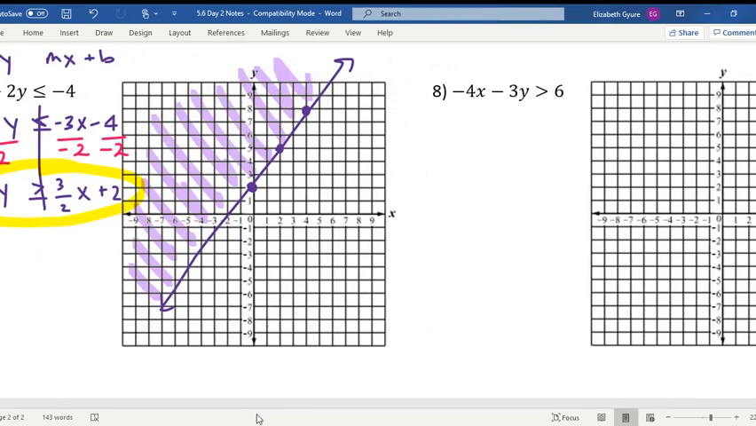How's the rearranging going, guys? Good. Anybody stuck? Any questions yet? Okay.